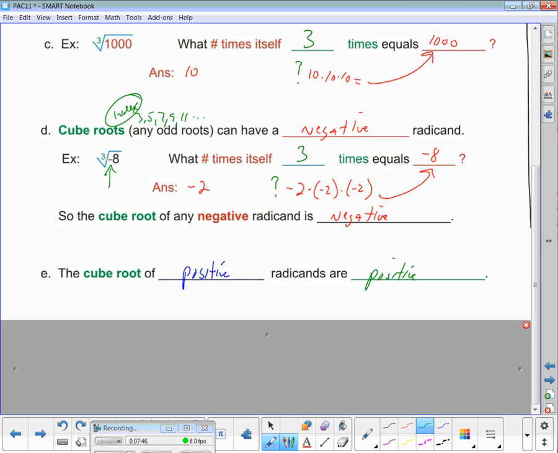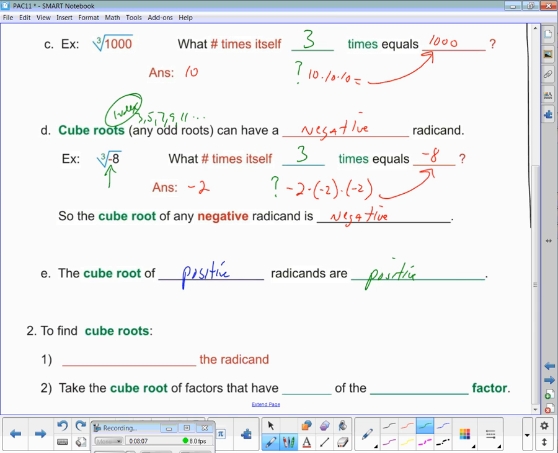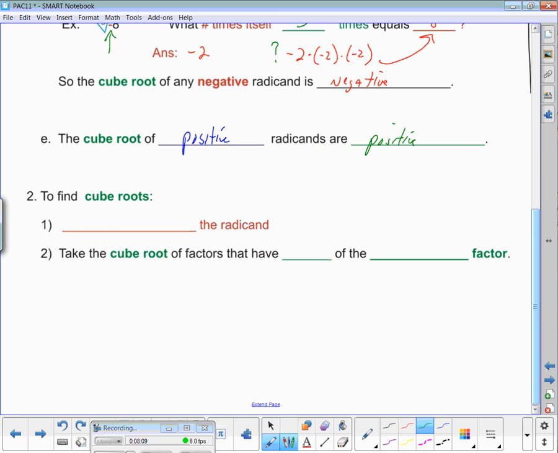So for any odd root, if the radicand is negative, the final answer is going to be negative. For any odd root, 3, 5, 7, 9, 11, if the radicand is positive, the answer is going to be positive every time. Has to be. There's no other possibility.